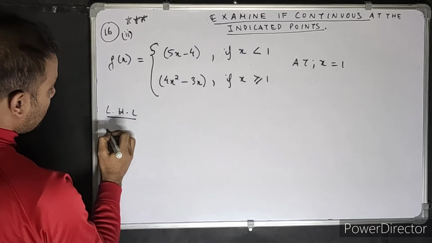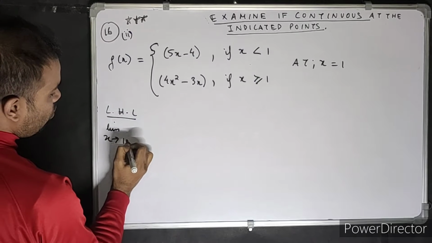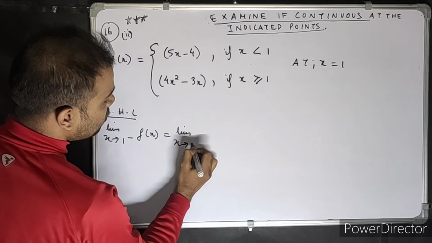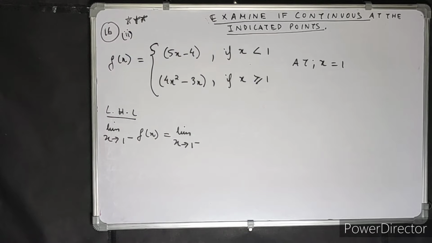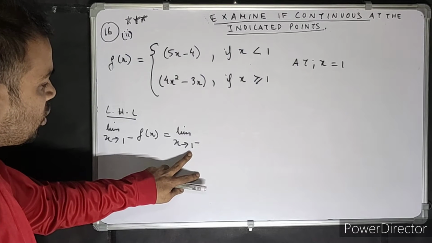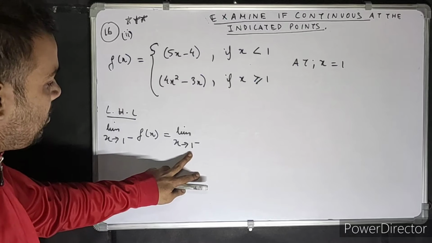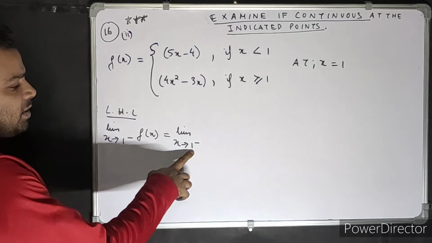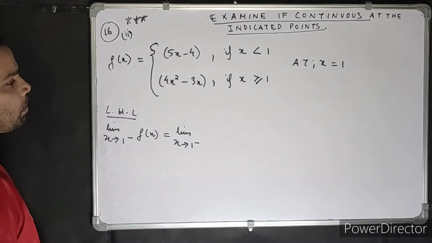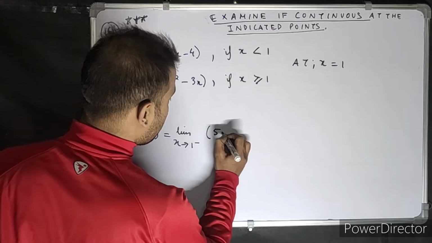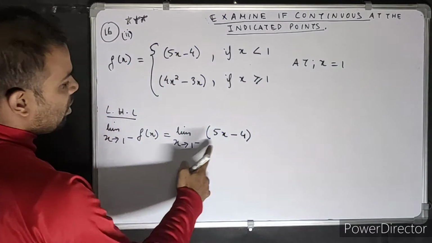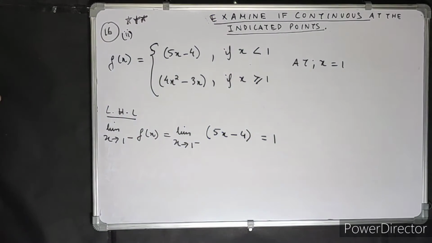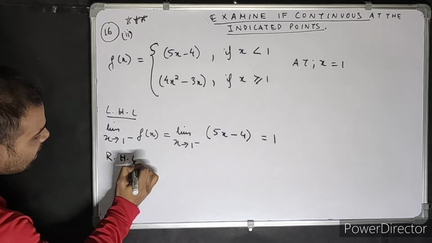LHL, left hand limit, x tends to 1 negative, f of x is equal to limit of x tends to 1 negative. Which function you will take? 1 negative means approaching 1 from the negative side. That means it's less than 1, maybe 0. Okay. So you will take 5x minus 4, but you will put the value of 1 only. So 5 into 1 is 5 minus 4. Answer is 1. Let's go on to the right hand limit.